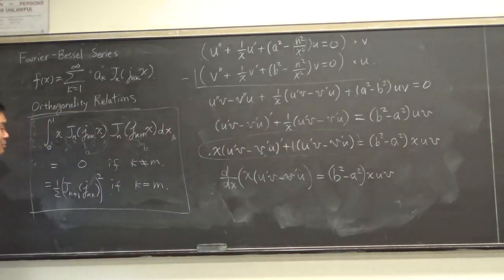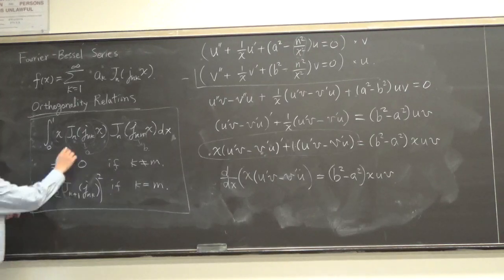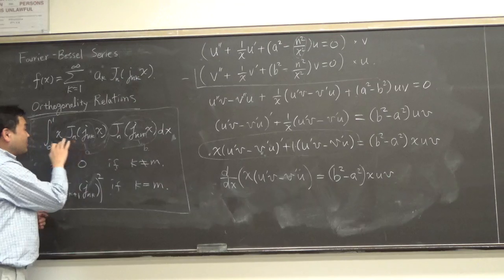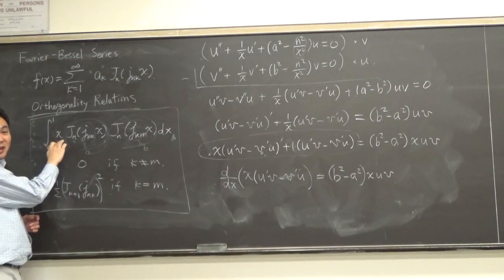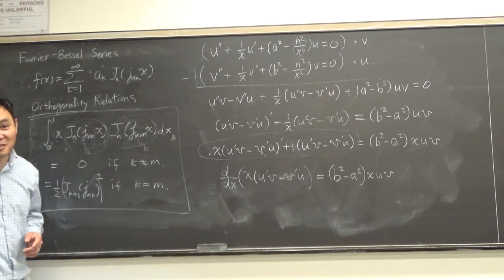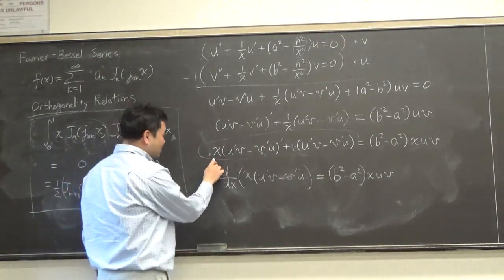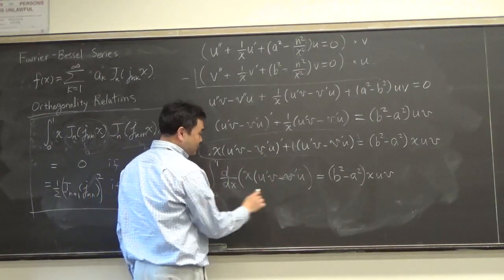Now this is perfect because remember this was our u, this is our v, and there's an x. So you have x uv there on the right side. What should we do now? We integrate both sides from 0 to 1.